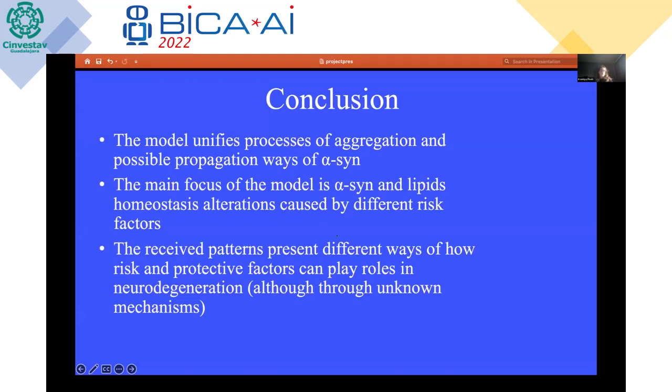And so in conclusion, we now have a model that unifies the processes of aggregation and further possible propagation pathways of alpha-synuclein. The main focus was on alpha-synuclein and lipids, which is a hot topic right now in neurodegeneration and Parkinson's disease, and how homeostasis of alpha-synuclein and lipids can be altered by different risk or protective factors. The resulting patterns present different ways in which risk and protective factors can play roles in neurodegeneration, although we still don't know the exact patterns, and that could be a topic for future research. Thank you very much for your attention.